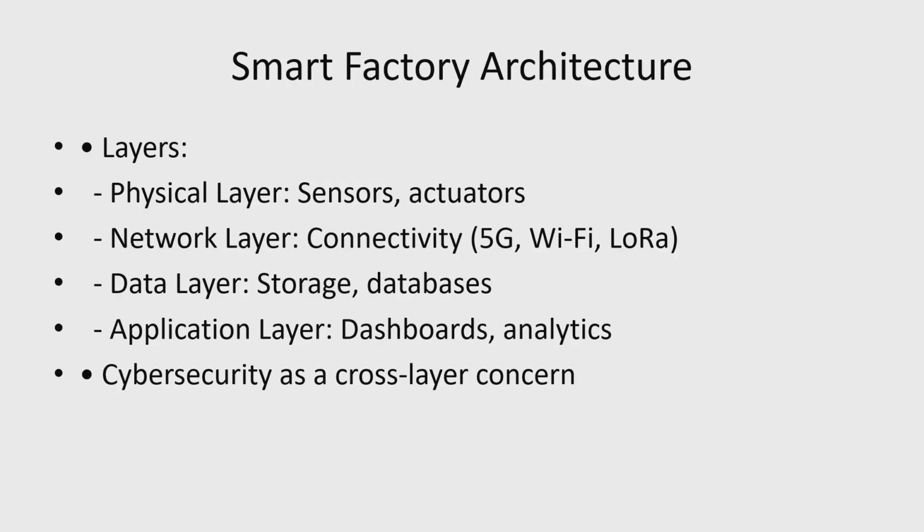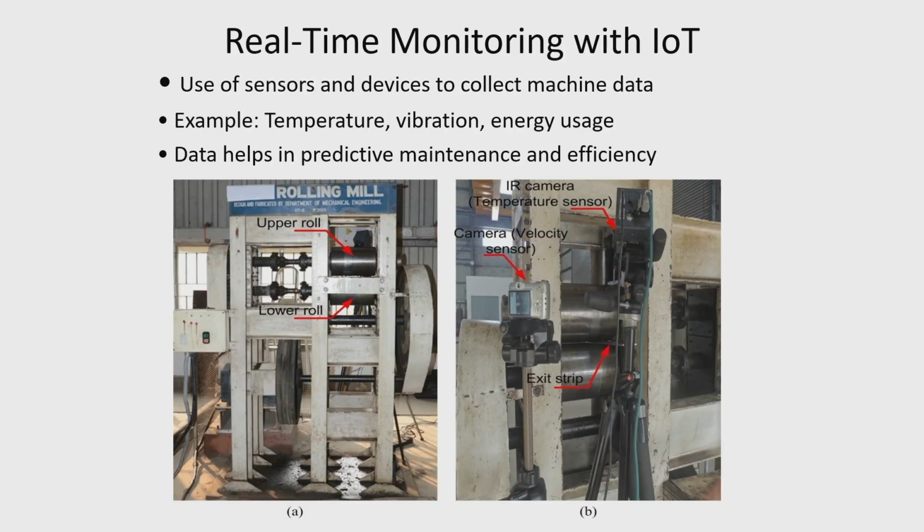So now we discuss smart factory architecture. In a smart factory there are layers. We can talk about different types of layers or different levels. So, physical layer: sensors and actuators. The network layer: we need connectivity, 5G, Wi-Fi and LoRa, long range connectivity. Then data layer: storage, databases. Application layer: dashboard and analytics. And cybersecurity as a cross-layer concern. That means cybersecurity is needed everywhere.